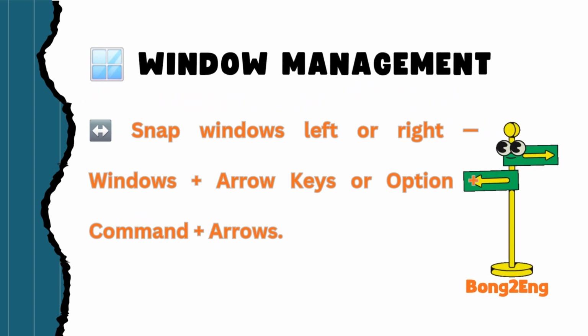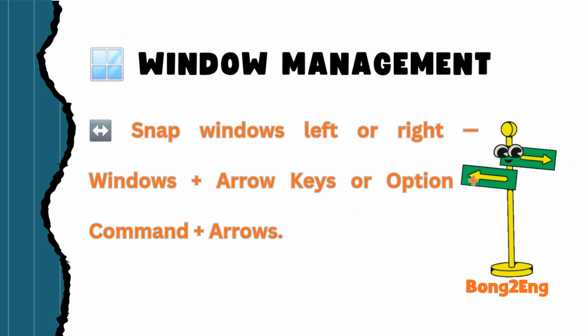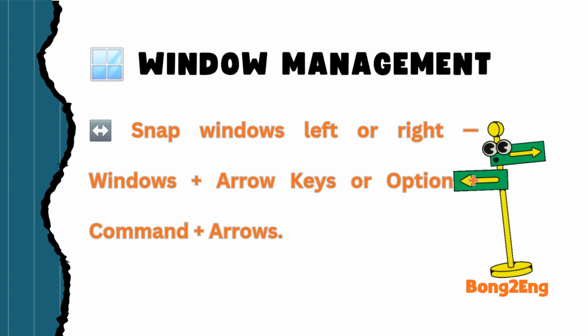Snap windows left or right. Press Windows plus arrow keys or Option plus Command plus arrow keys on Mac. This moves your window to the left or right half of your screen, great for working with two windows side by side.